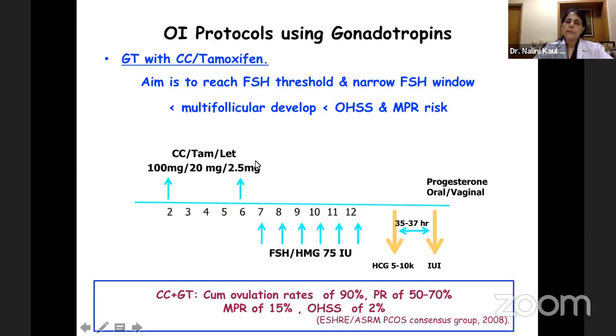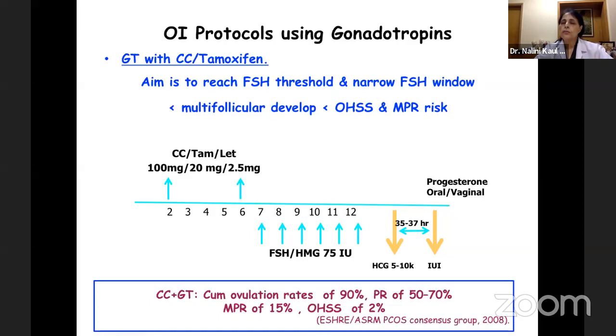In the combination protocols, really it's a free-for-all. I've written this, that giving clomiphene or tamoxifen in the first 5 days and then adding FSH, LH to try and get to the FSH threshold. This is one way. Sometimes people give alternate days. Sometimes they start together. So it's a free-for-all. You do what you feel comfortable with. But the important thing here is close monitoring, because what you're aiming to do is to get to the FSH threshold and then keep the window narrow.